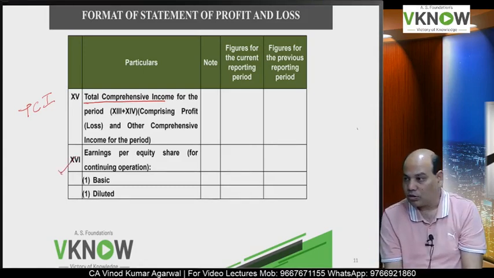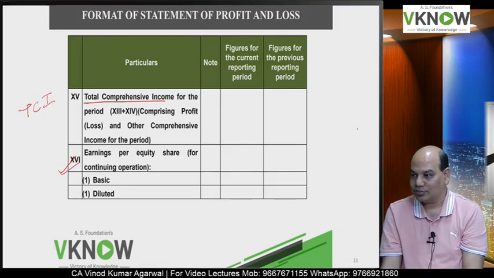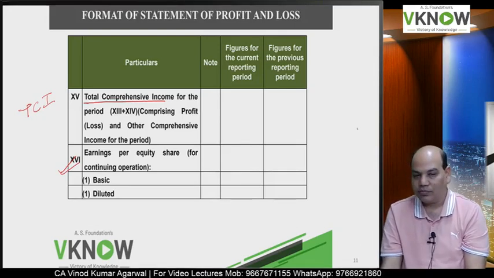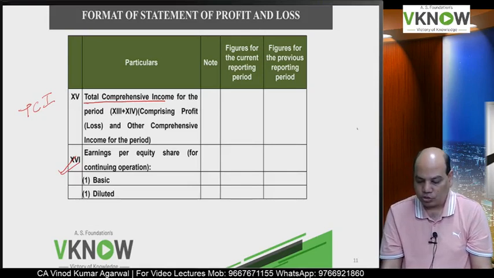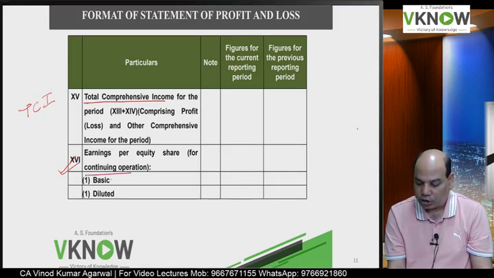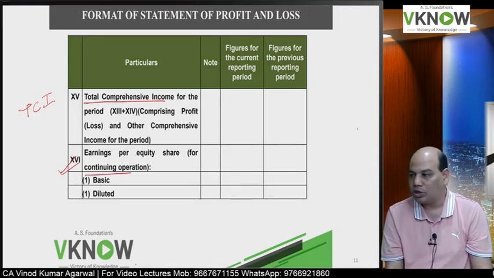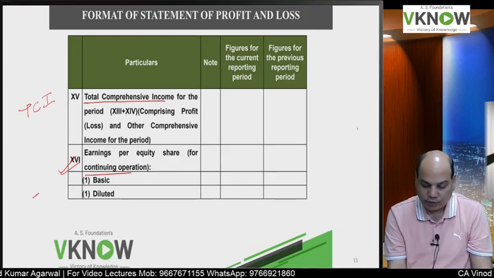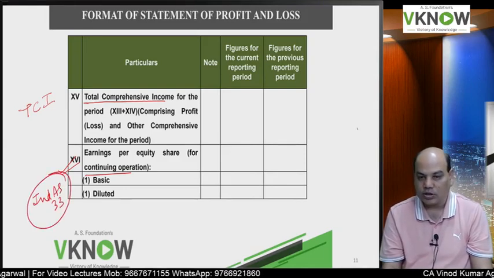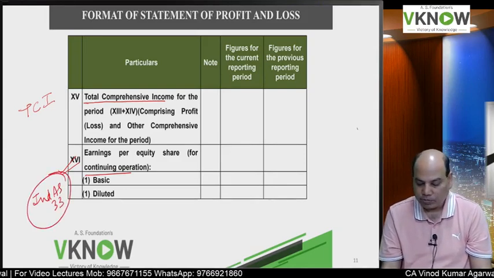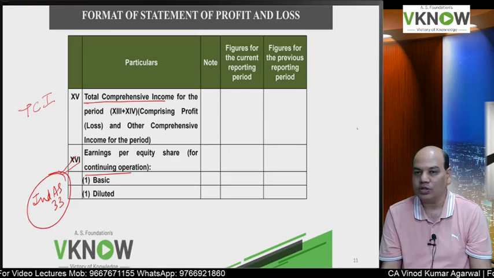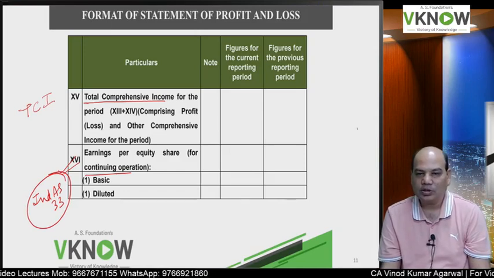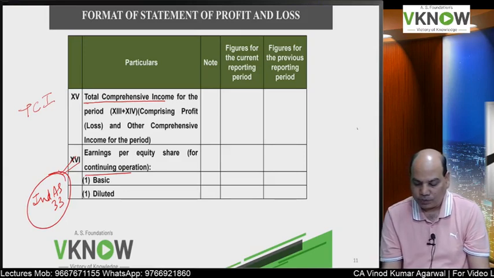And you are also required to disclose earning per share. Earning per share will be disclosed separately for continuing operation. There are two types of EPS, basic and diluted. Refer Ind AS 33, but not today. We'll discuss this after some time. But it is similar to your accounting standard 20 in your intermediate, with some changes also, of course.